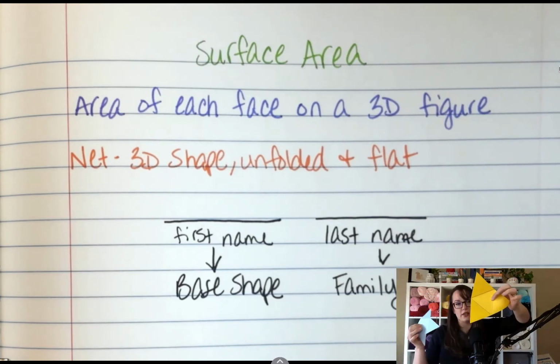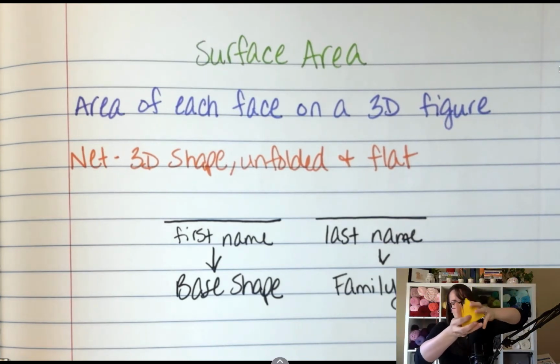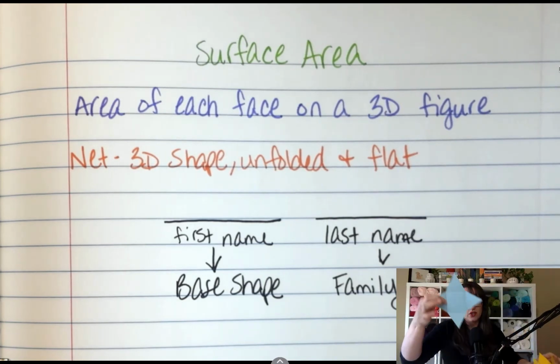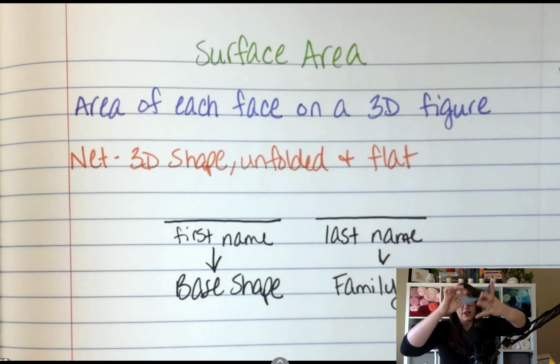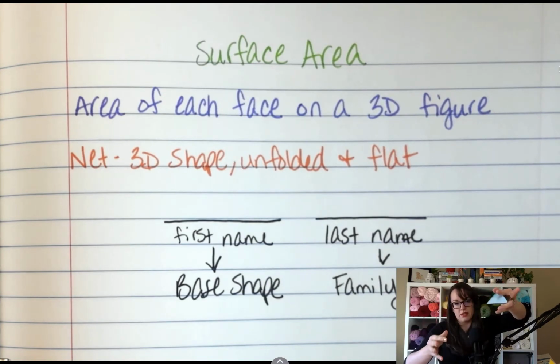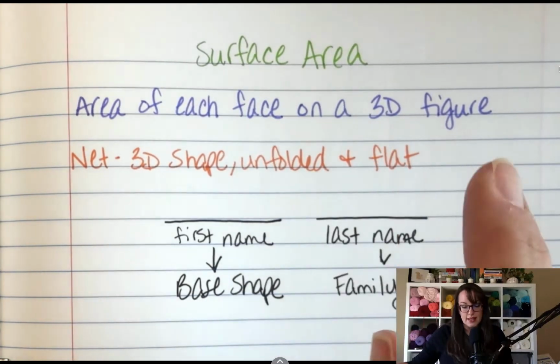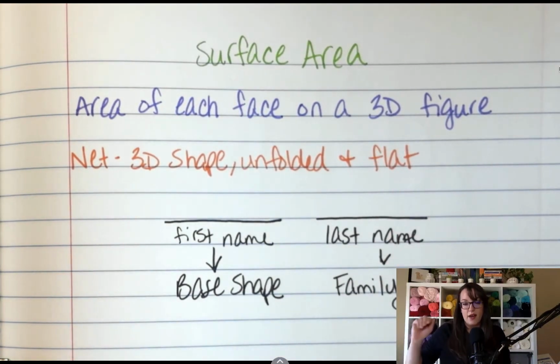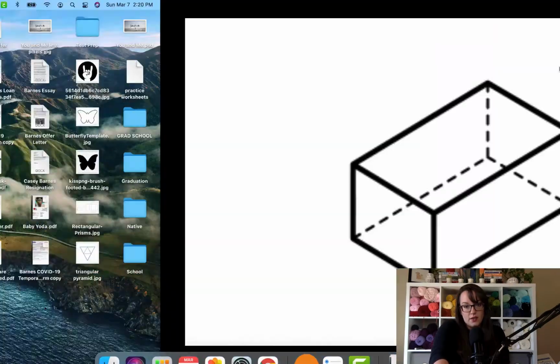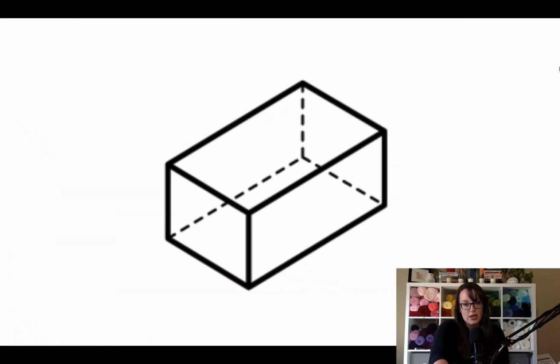This one has a triangle in the middle, so that's its base, so it's a triangular pyramid. This one has a square in the middle, so it's a square pyramid. So first name is the base, last name is the family name. So let's do a little quiz real quick. What is this shape?